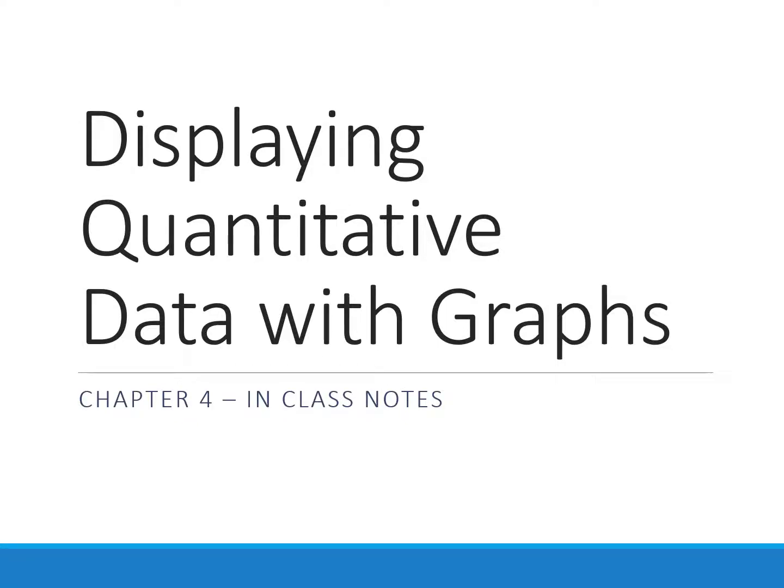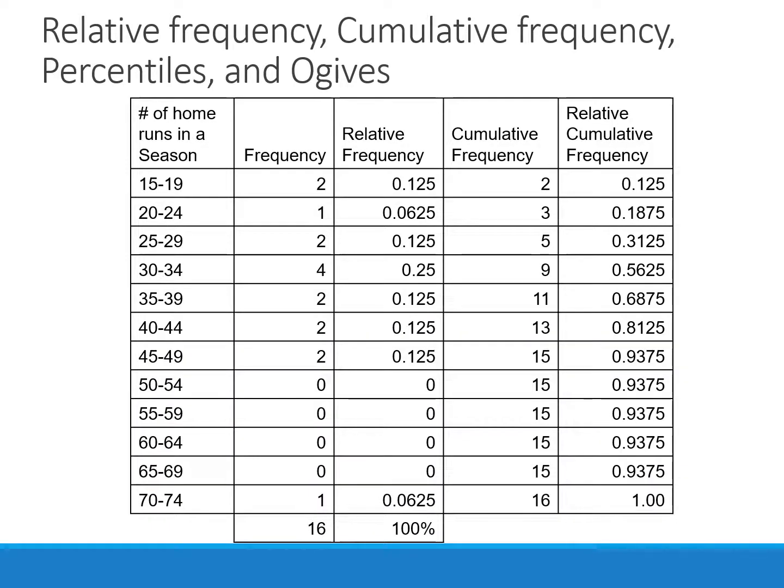These are the in-class notes on Chapter 4, which primarily focus on creating an ogive. This page has a lot of terminology, but hopefully some of it will be familiar or just make sense. Okay, so to start, frequency are the counts of the number of seasons where they hit that number of home runs. Okay, when we talk about relative frequency, we just take this number and we switch it to a percentage.